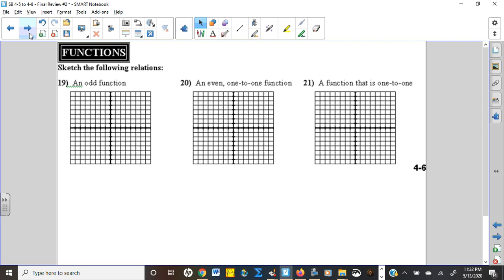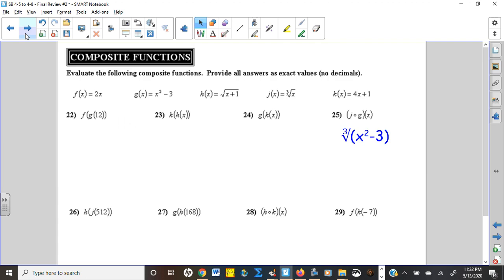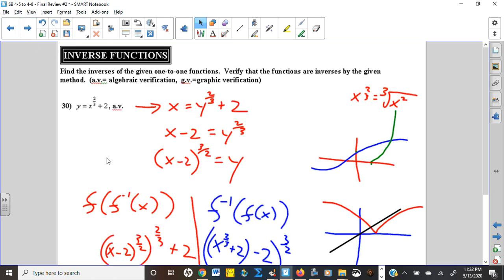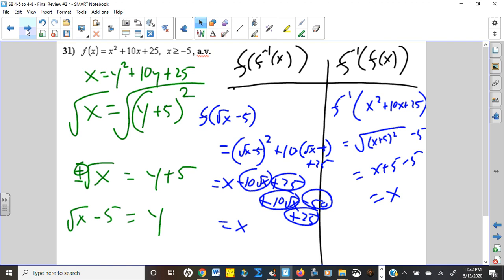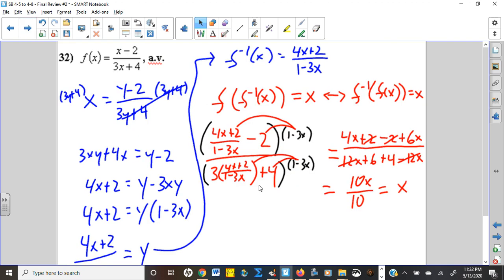After the even roots, we talk about different kinds of functions: vocabulary, odd functions, one-to-one functions, and no questions at all on composite functions. So apparently you guys felt pretty good about composite functions. Now, once we got into the 30s, there were some questions about inverse functions. No questions on 30 or 31, but on 32, we definitely had a question.